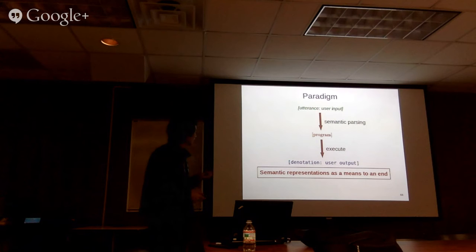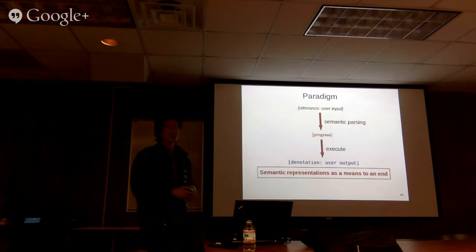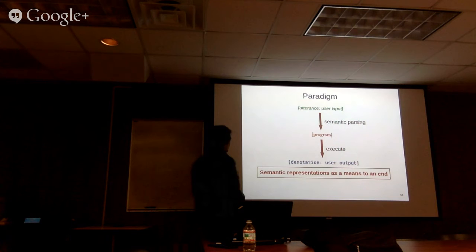And what we're trying to do is to say I have observed only inputs and outputs. How can I infer these semantic representations? And really thinking about these as kind of a means to.